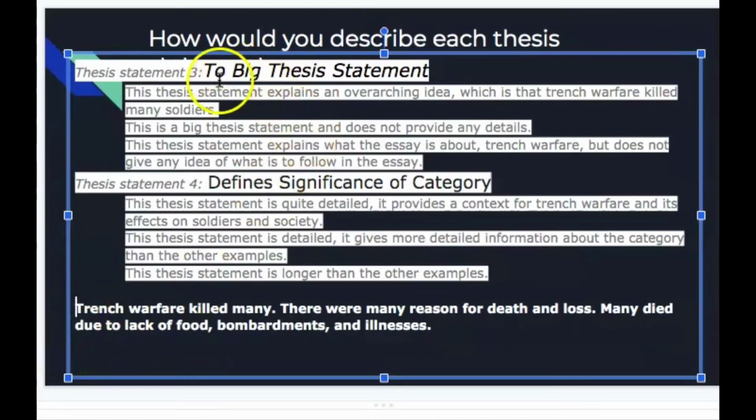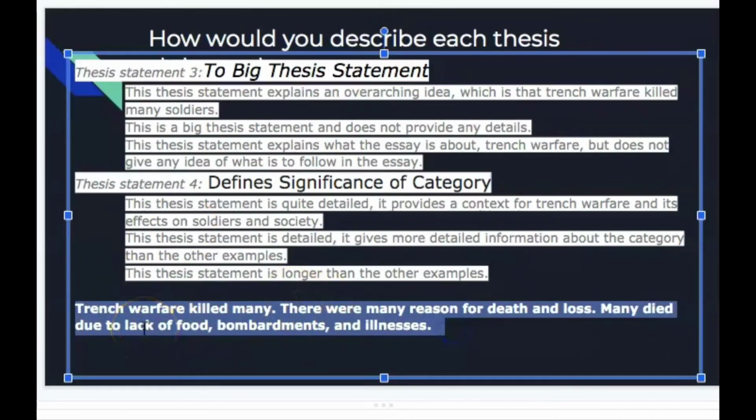So this would be an example of a too big thesis statement. You're basically only going to talk about one aspect of trench warfare. And in this case, you're going to be talking about the death that took place due to trench warfare. But we know there were many reasons for death, not just the ammunition or the bombs. They were dying because of lack of food, because of illnesses, because of lack of medical care that was created at that time. So there could be many reasons, and you would go into depth of those reasons within your paragraphs that are following.